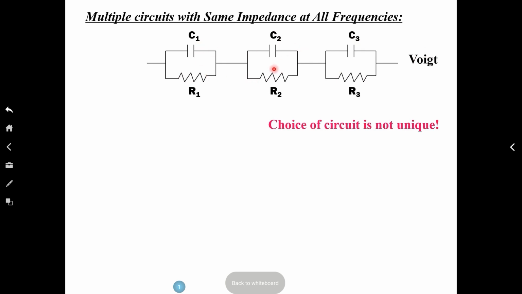Three RC parallel connected elements. This is a very popular model for ceramic materials because you can associate one of these with the grain, one with the grain boundary, and the third one with the interface of your sample and reactor, which is called the electrode interface. So this makes sense.